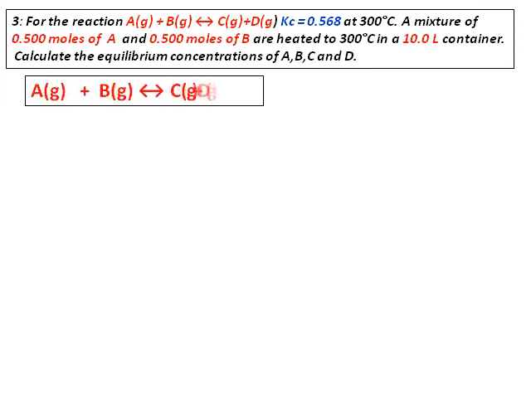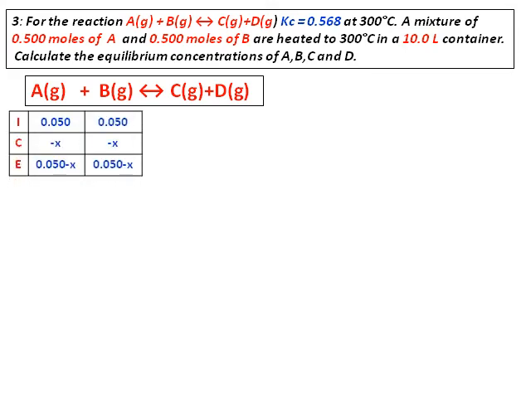Here also, as in the previous case, the concentrations are not given, but the moles and the volume are given. So calculate the concentration, and I get the concentration of A as 0.050 and B is also 0.050, and C and D we don't know. So again use the ICE technique. Concentration of A and B will decrease by negative x, and C and D will increase by positive x, and substitute it into the equilibrium equation.